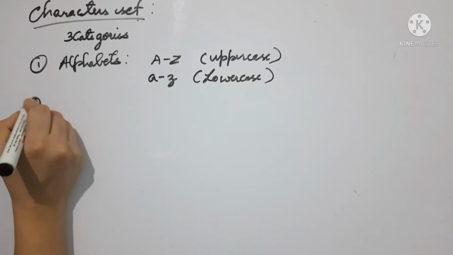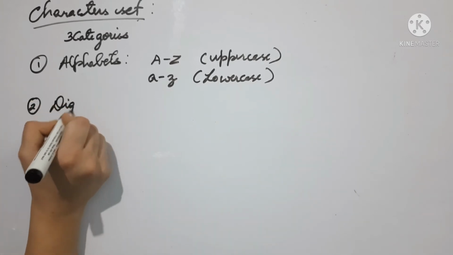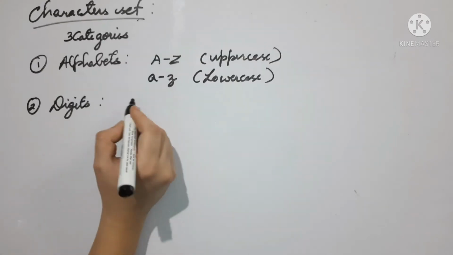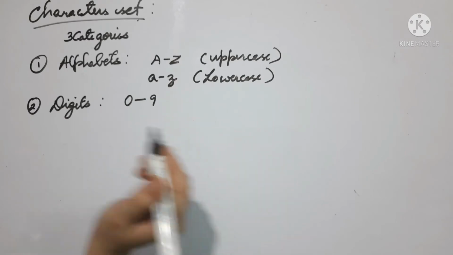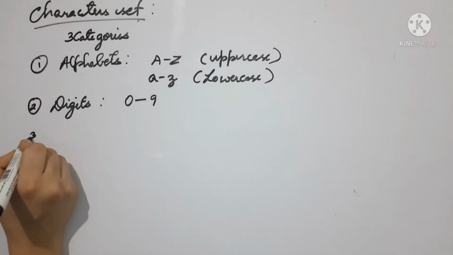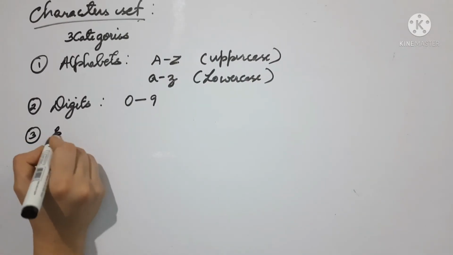The second category is digits. In digits, we have 0 to 9. You can use any number from 0 to 9. The third category is special characters.